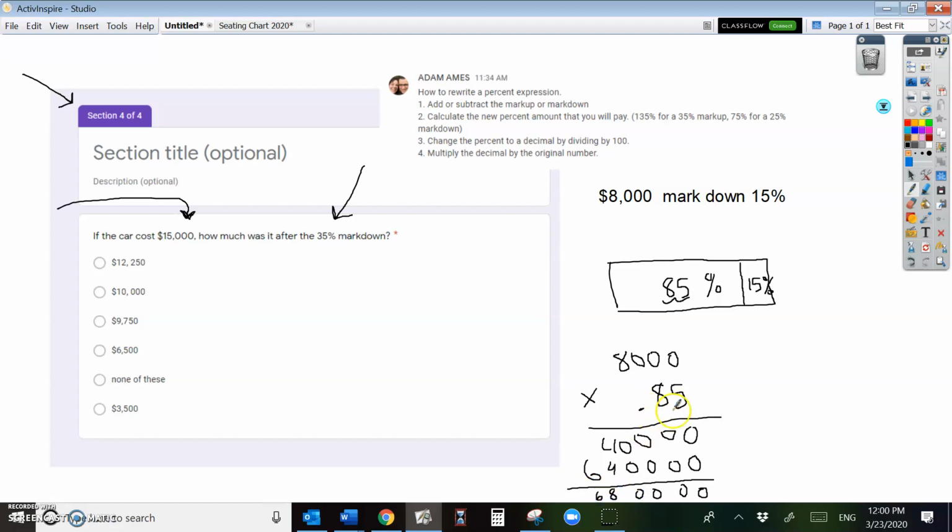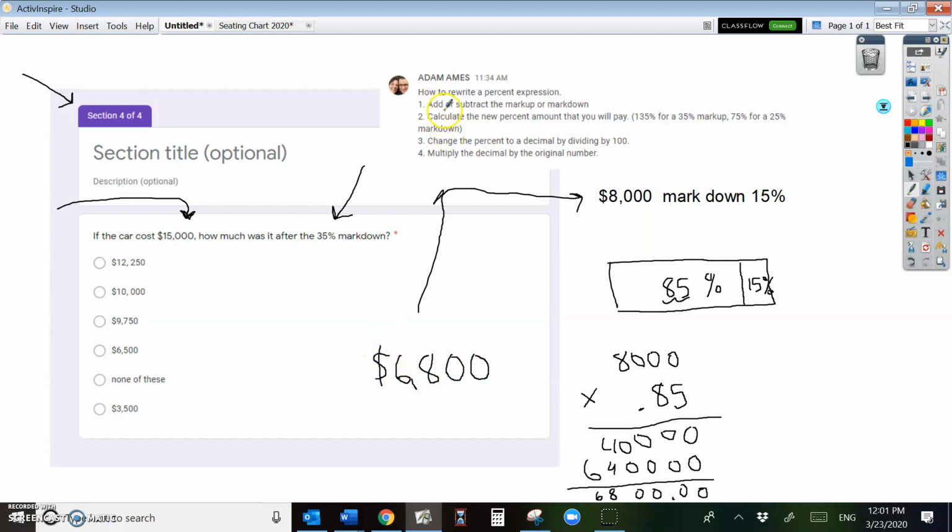And now there's 2 decimal places in my factors, so I need 2 decimal places in my answer. So the answer is going to be, for this problem here, $6,800. That's a 15% markdown.